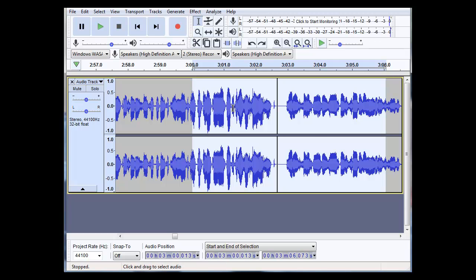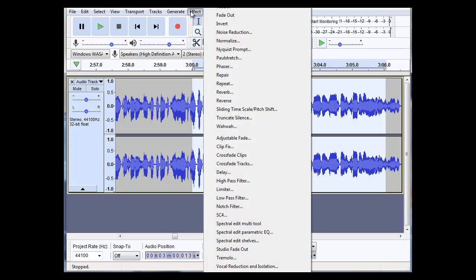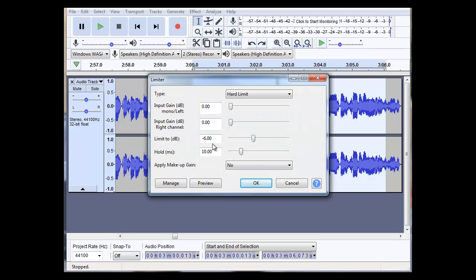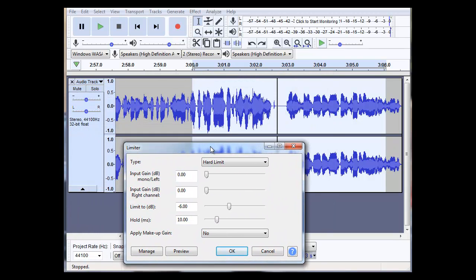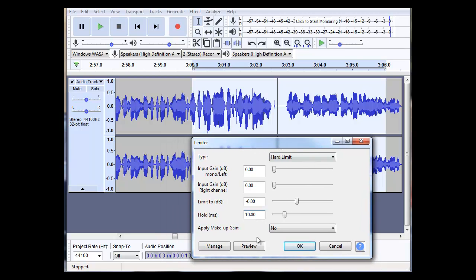Alright, so that was our little sample and the clip is highlighted. So now I'm going to even the volume. I'm going to go to Effects. I'm going to go down to Limiter. And I have it here set at -6 decibels. We'll go ahead and preview it.